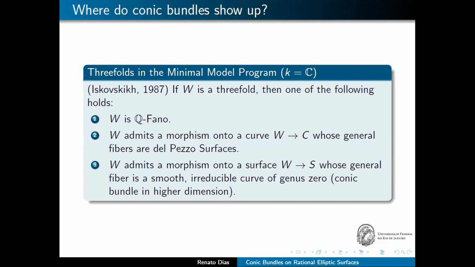Or they admit a morphism onto a surface X whose general fiber is a smooth irreducible curve of genus 0. So that's like the conic bundle that I defined a moment ago, but this is in higher dimension. These are two instances where this can show up.